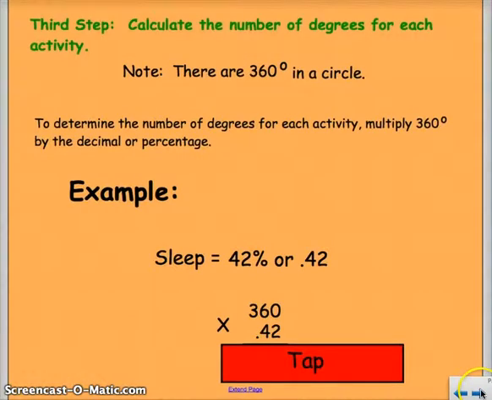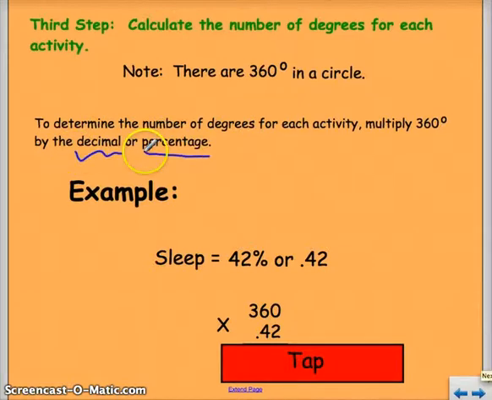The final step is to calculate the number of degrees for each of these activities in a teenager's day. This goes back to thinking in terms of our geometry unit, and you all remember there are 360 degrees in a circle. So to determine the number of degrees for each activity, the sleeping, the hours in school, and the stuff, you multiply 360 degrees by the appropriate decimal or percentage.